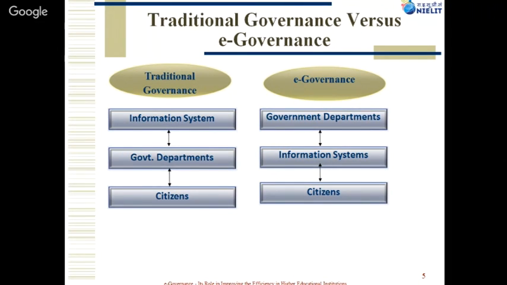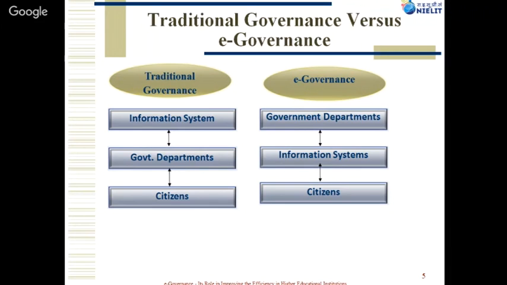If we look at the comparison of traditional governance and e-governance, in the traditional governance, you can see first information is there, then government department, then citizen. That means if a citizen has to access some information, he was supposed to go to the particular department to seek the information, maybe to submit the form, to get the certificate issued.